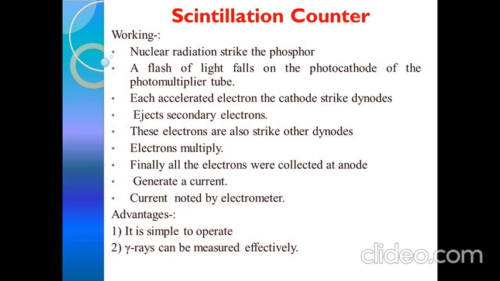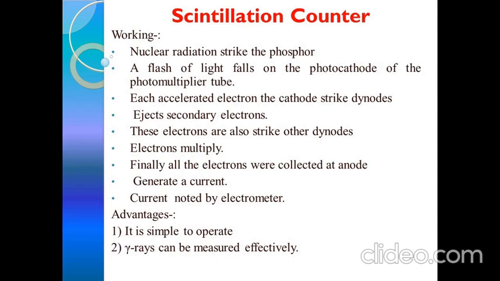These electrons are accelerated towards the first diodes. It strikes the surface of the diodes and ejects 2-3 secondary electrons from it. The secondary electrons also strike other diodes and again multiply. With 10 diodes, the charge of original photoelectron is multiplied by n raised to 10 times, where n is equal to number of electrons ejected by diodes.